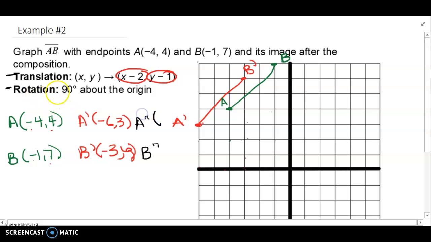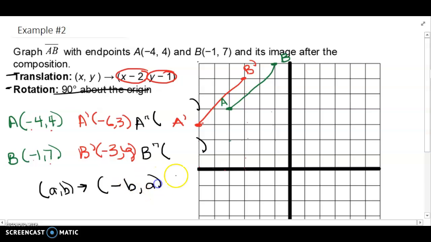All right, so now I'm going to rotate it 90 degrees about the origin. Okay, so when I go 90 degrees about the origin, if I go back to my rules, I would see that the rule is AB goes to negative B, comma A. Okay, so I'm going to take the opposite of B, so I'm going to change the sign of B first, and then my A stays the same. Okay, but it's just going to go second instead of first the second time around.